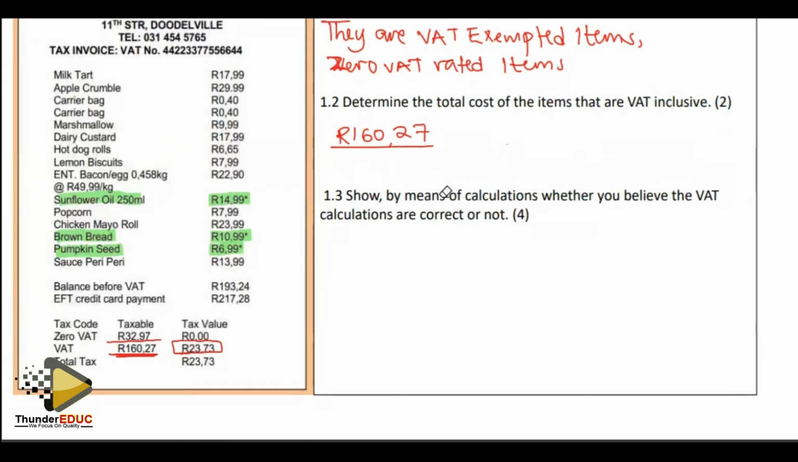all right, they're asking us, show by means of calculations whether you believe the VAT calculations are correct or not. All right, this is where we're going. Now, since we've said that we have this much amount, indeed, if you add only these items here that have no asterisks, you end up having this answer here. So we need to find out, is the VAT value right? Since it already includes VAT, we shall multiply by 15 over 115. This already includes VAT. We are looking for VAT.